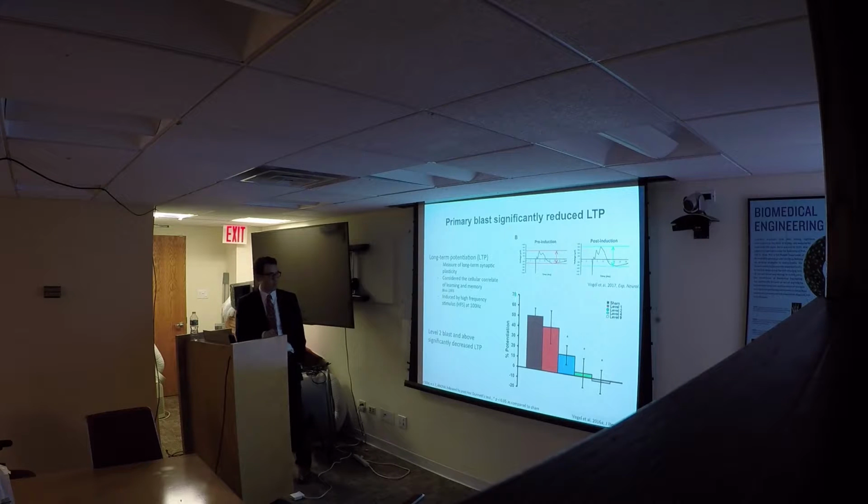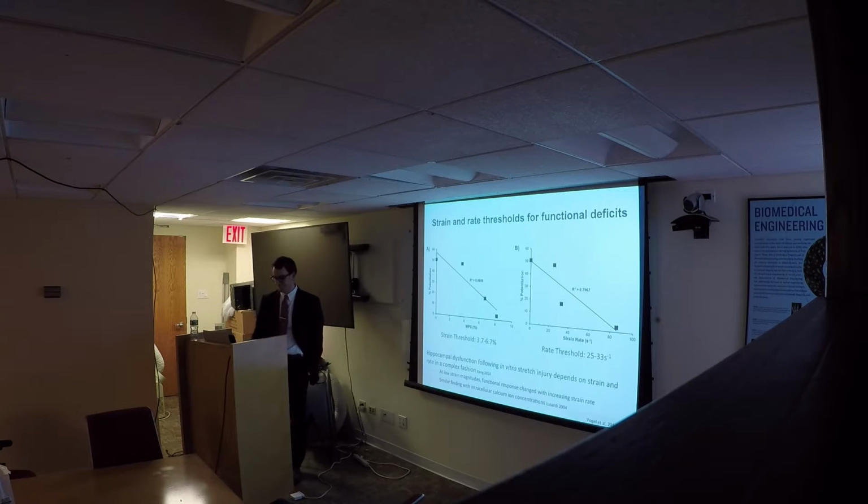So in this graph below, we see percent potentiation on the y-axis and increasing blast intensity on the x-axis. After a level 2 blast or higher, we see a significant decrease in LTP as compared to the sham group. We can contextualize our LTP data with the strain and strain rate data from AIM-1 to determine strain-based injury thresholds. We find that deficits in potentiation positively correlated with both strain and strain rate.